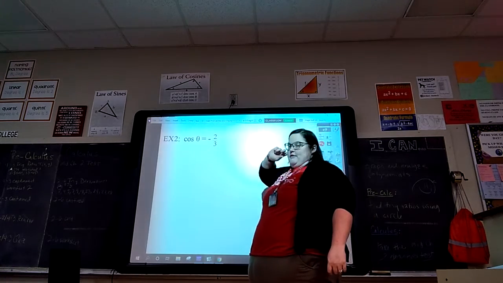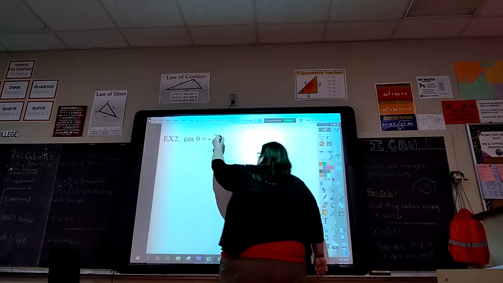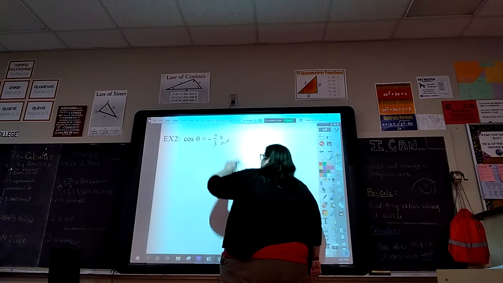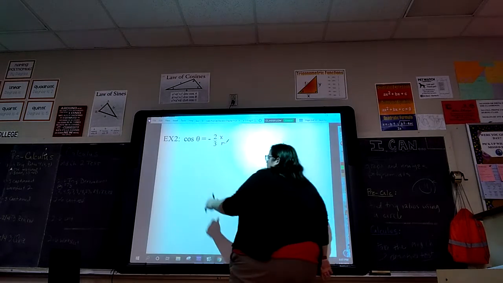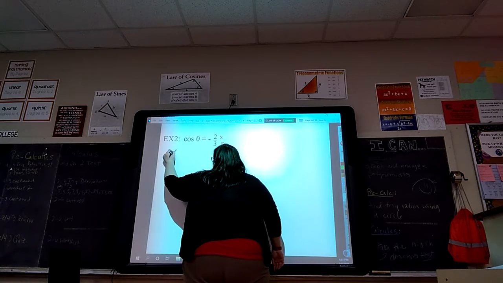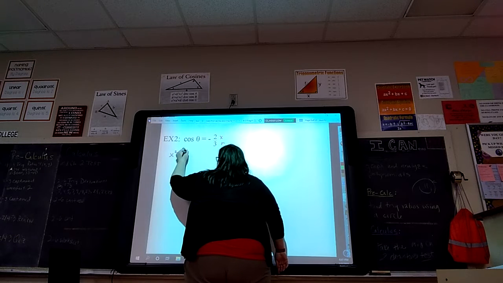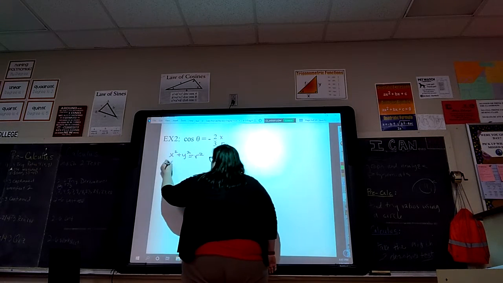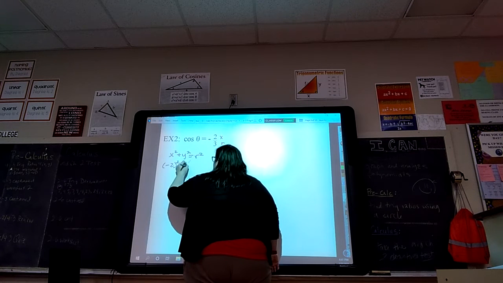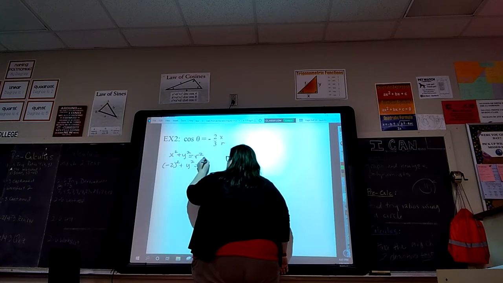And so since we have that negative, cosine is x over r. So our radius won't be negative, but our x will. So we give it to the top number. So then what we don't have is y. So we're going to use that x squared plus y squared equals r squared. So let's find the y. So I have negative 2 squared plus y squared equals 3 squared.